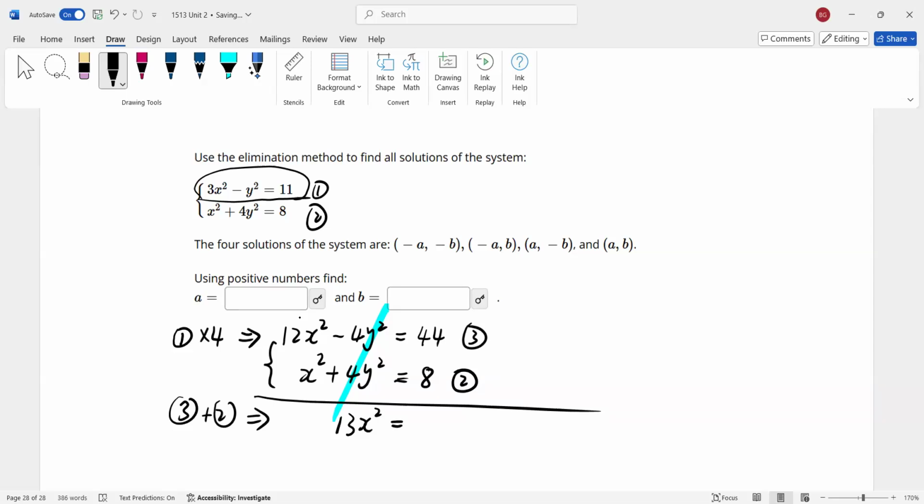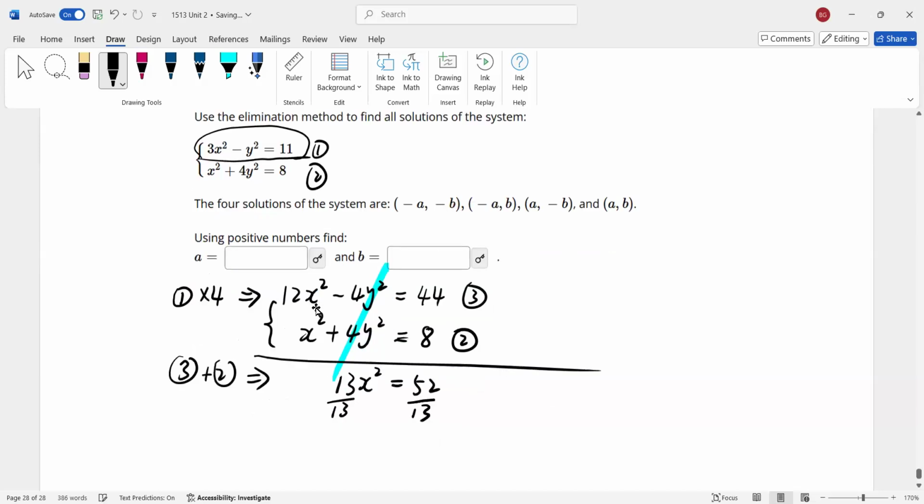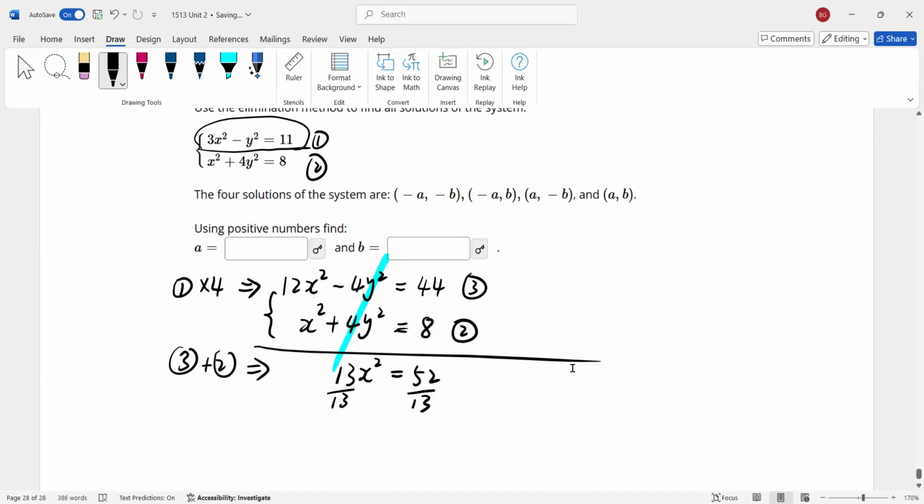On the right side, 44 plus 8, we have 52. And then we divide each side by 13. After we eliminate variable y, we only have variable x left in the equation. Then we can just solve the equation for x. 13 cancels 13. x squared equals 52 over 13.